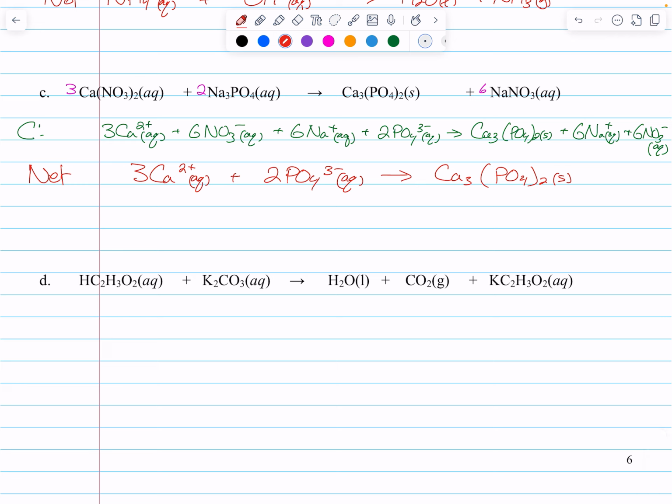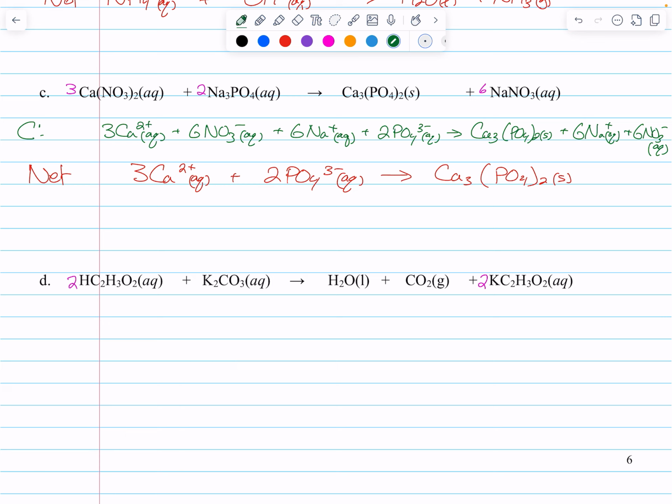Complete. Oh, balance. So I have 2 potassiums here. I need to put a 2 here, it looks like. Then I need to put a 2 here, and I think we're fine. Because now we have 2 acetates, 2 potassiums, 2 potassiums, 2, and 1. Yes, that's good. All right.